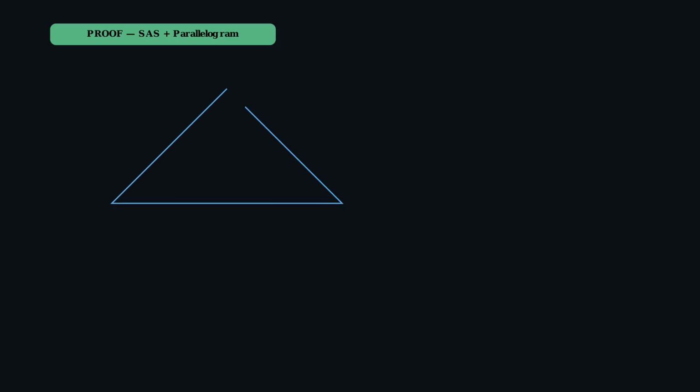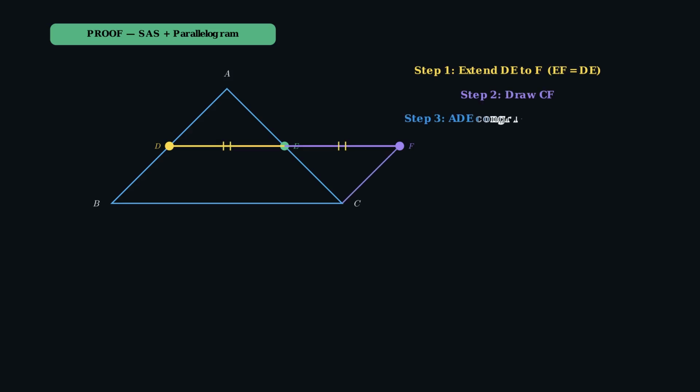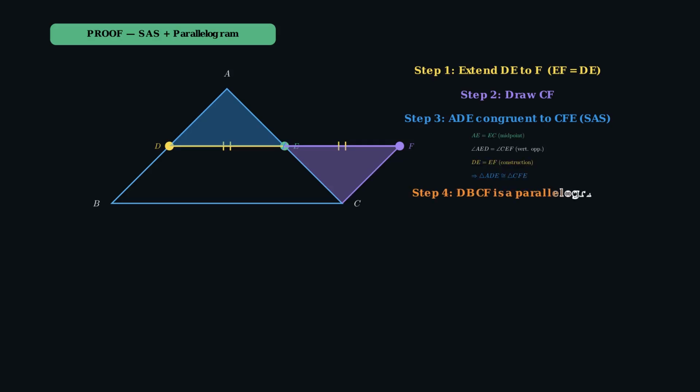Proof via congruent triangles and a parallelogram. Step 1. Extend the DE to F so that EF equals DE. Step 2. Draw CF. Step 3. SAS gives triangle ADE congruent to triangle CFE. AE equals EC, since E is the midpoint of AC. Angles AED and CEF are vertical, and DE equals EF by construction.